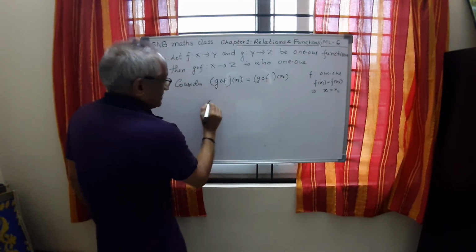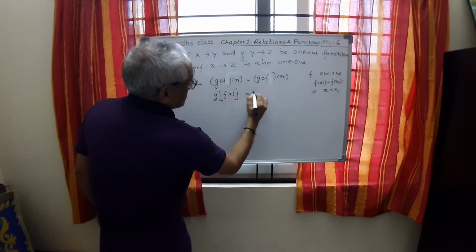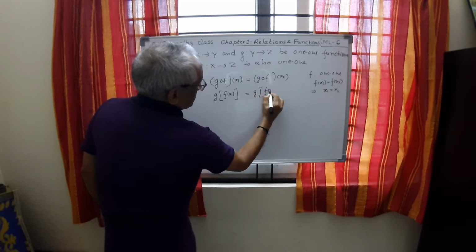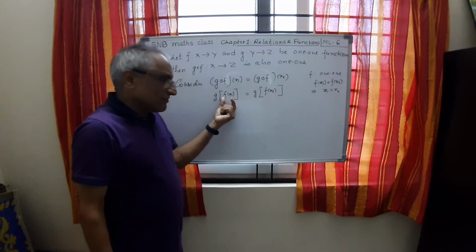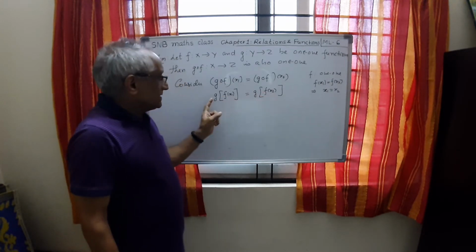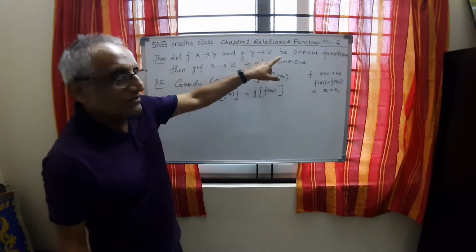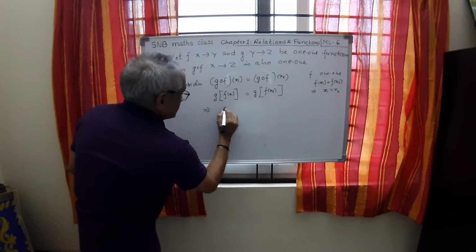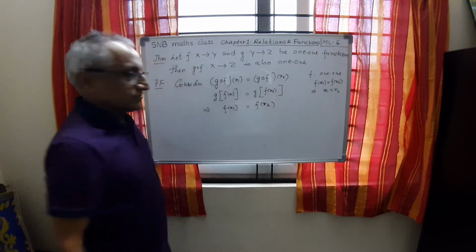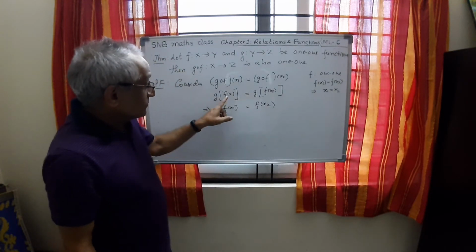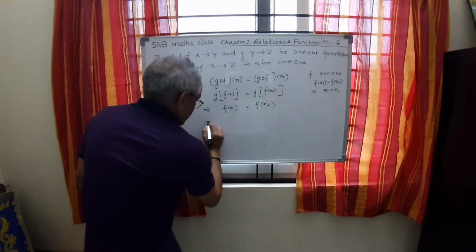So by definition this is equal to g of f of x1 and this is g of f of x2. Now f of x1 is a single element, say it is y1, and this is y2. g of y1 equals g of y2, but what is given is g is 1-1. So this implies f of x1 should be equal to f of x2, because g is 1-1. Two different elements cannot go to the same image.